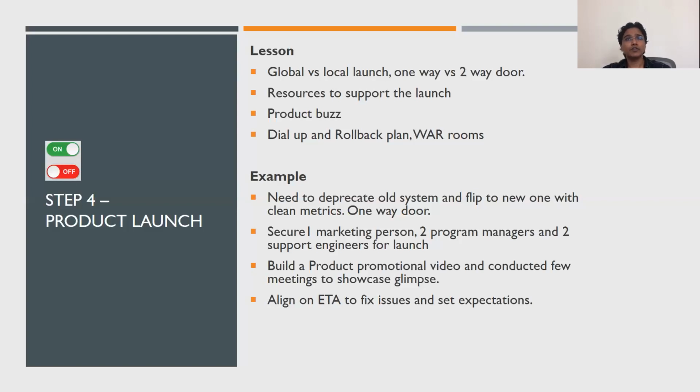Or the other way is you just call it a one-way door and say, at this particular point of time, we are going to flip the system. And then whatever comes through, if there are any issues, we align on the ETA and we'll fix the issues. So that's the concept of one-way versus two-way door. In one-way door, we will probably not go back and roll back the product. We will just go in, and if you face any issues, we will fix the issues instead of trying to roll back.